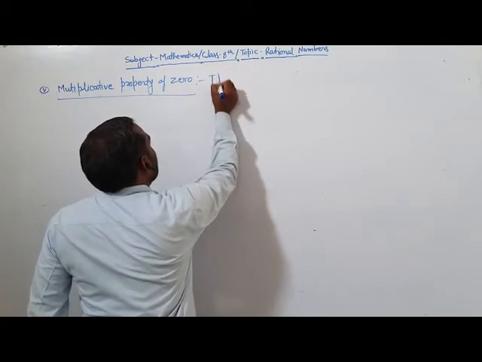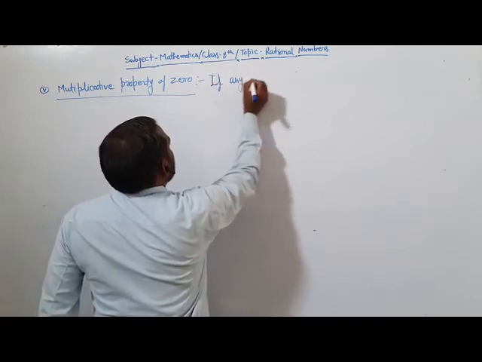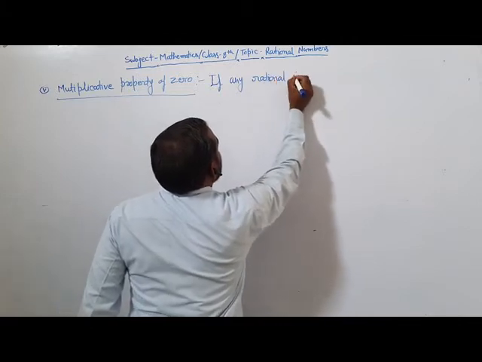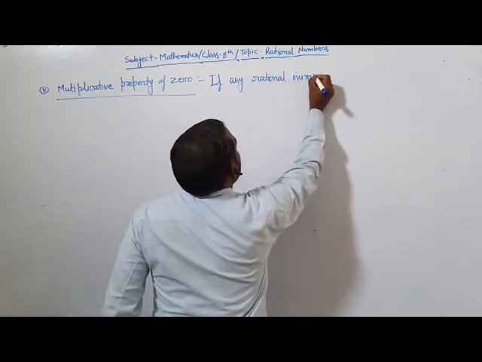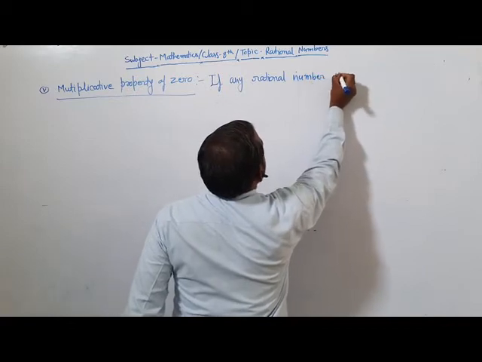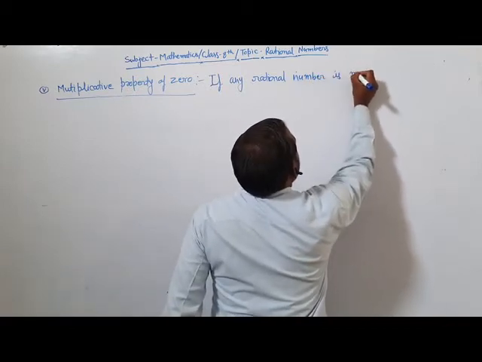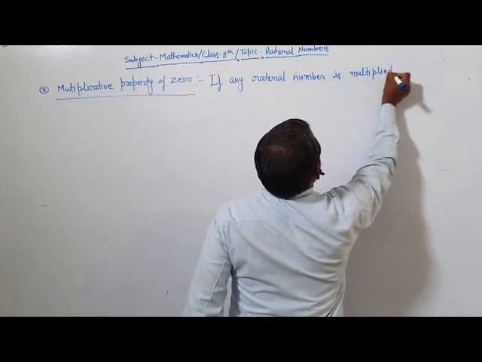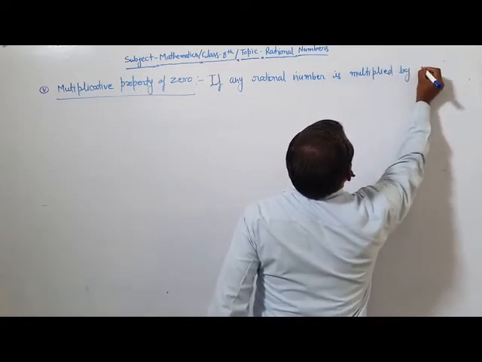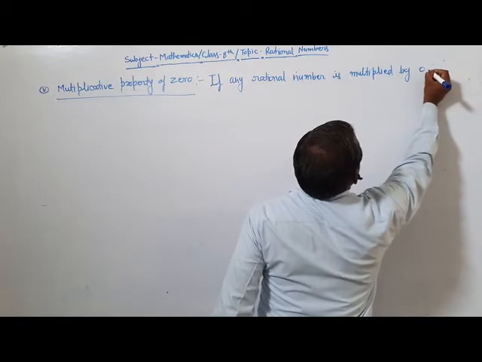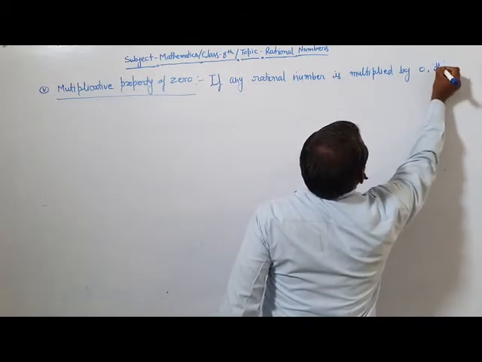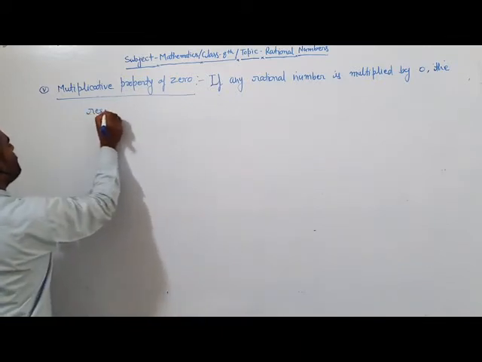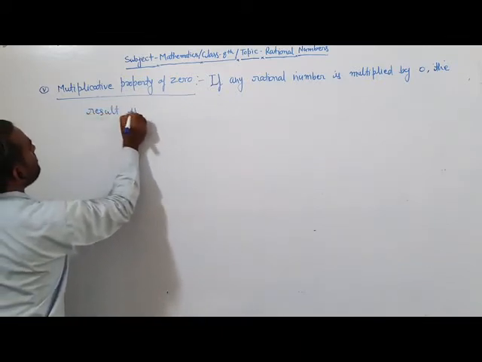If any rational number is multiplied by 0, the result is 0.